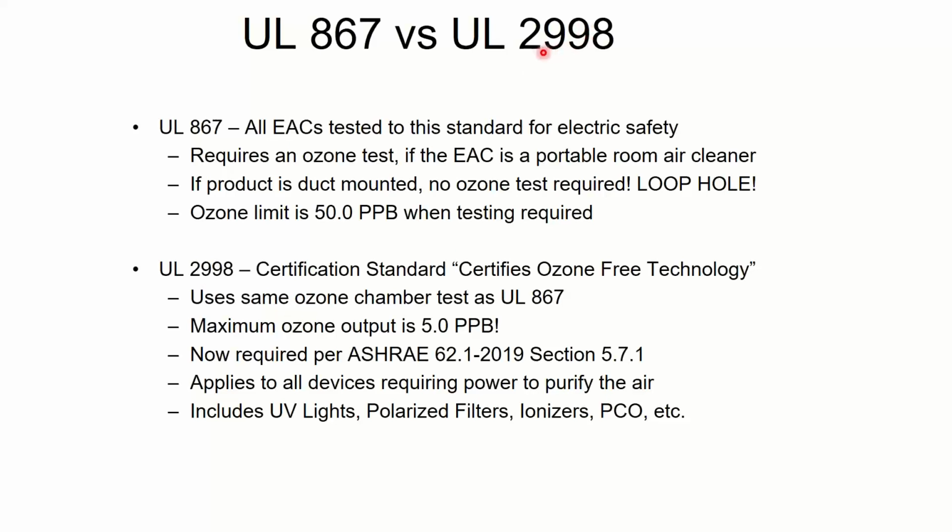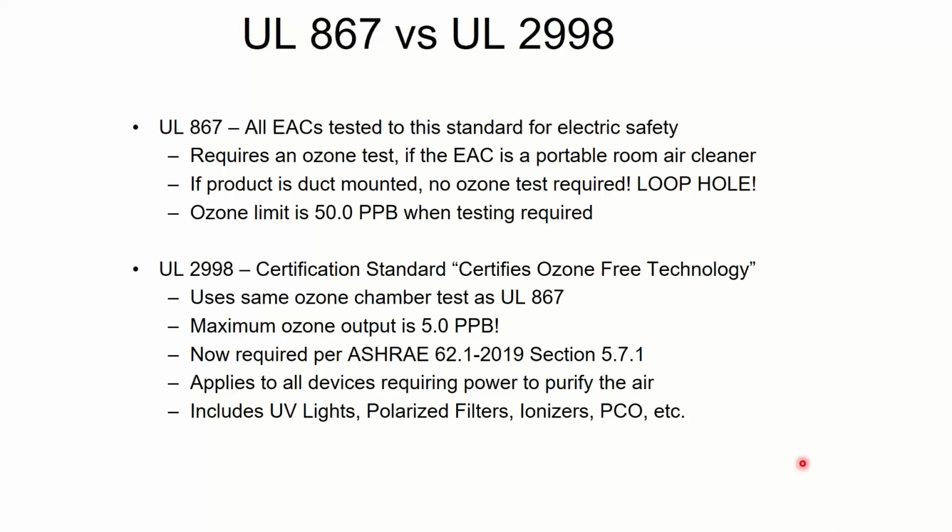So the new standard UL 2998 is more restrictive and is required for all air purifiers, not just portable ones, but even permanently mounted ones. And you've got to be under 5 parts per billion instead of 50 to basically say you're zero ozone. So zero ozone really means 0 through 5. It's required by ASHRAE now, and it's required for everything: UV lights, electrically powered filters, ionizers, PCO devices, everything would have to follow the same rules.